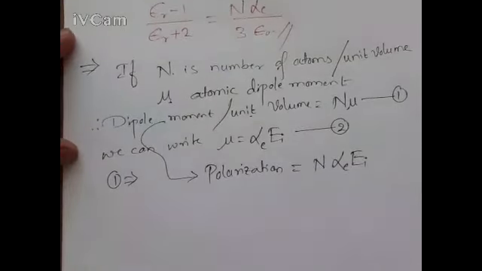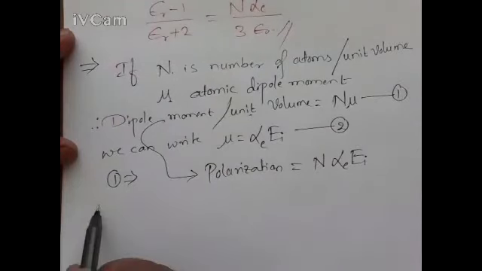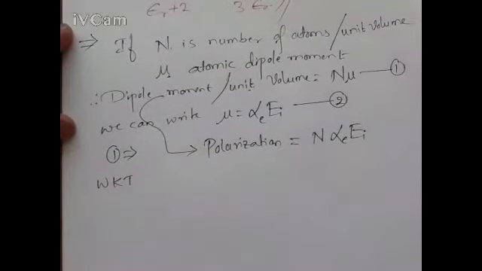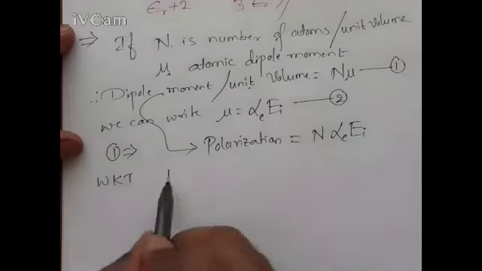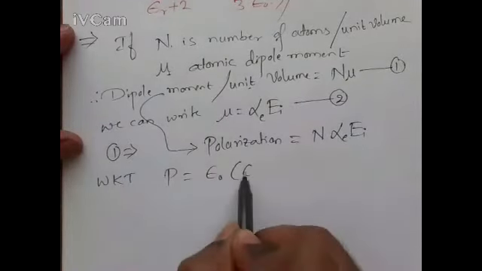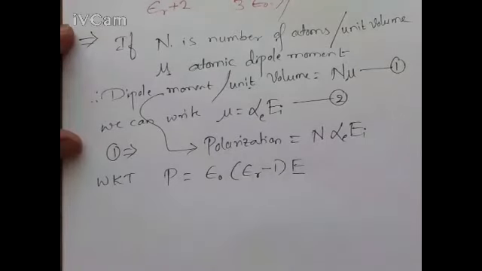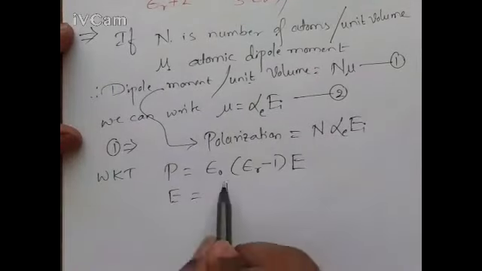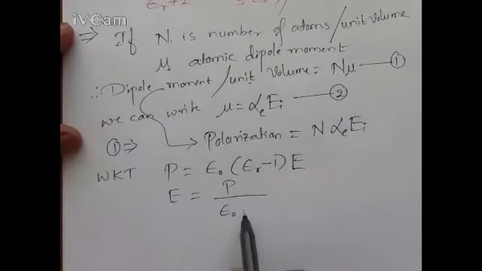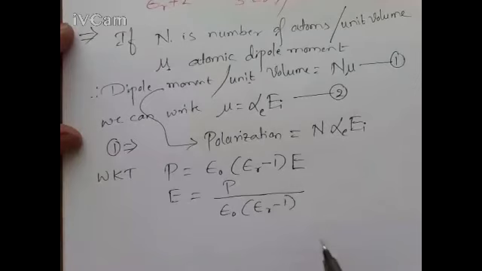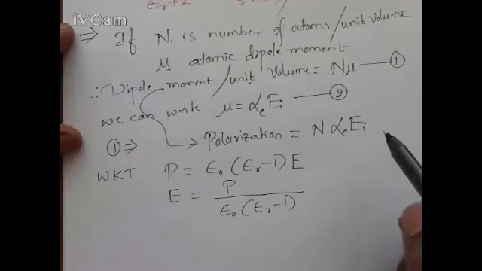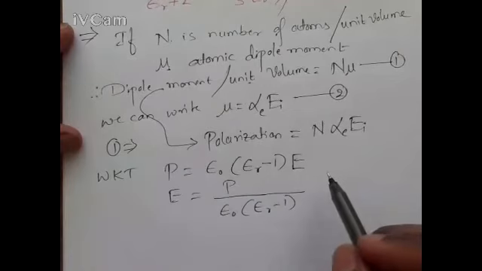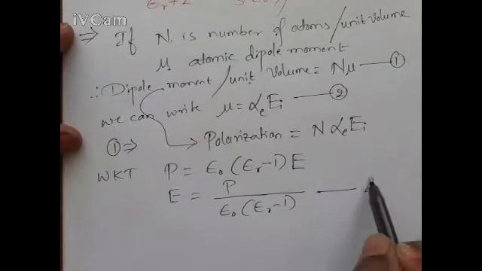Next, we know that in the beginning of the chapter I gave you a small equation for the polarization. The polarization P is equal to epsilon naught into epsilon r minus 1 into E. This is the equation for the polarization. So E is equal to P divided by epsilon naught into epsilon r minus 1. Let us say this is equation number 4.